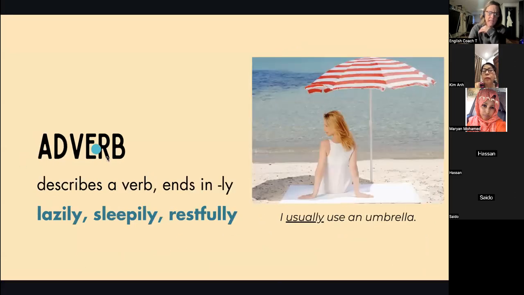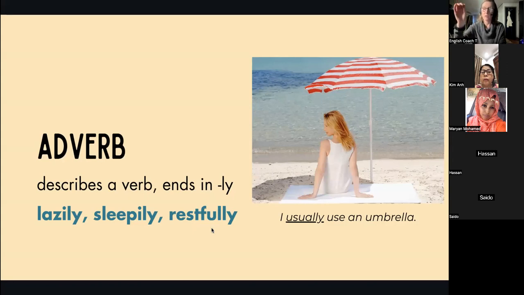Adverbs. I also like adverbs too, because they make the verb more interesting. Now, everybody knows, or maybe not everybody, but most people know that adverb describes the verb and ends in ly most of the time, but not all the time. So that's a little trick. Not all adverbs end in ly, but we're not going to talk about that today. But the examples that I gave you, lazily, sleepily, restfully, they're all adverbs describing the verb.